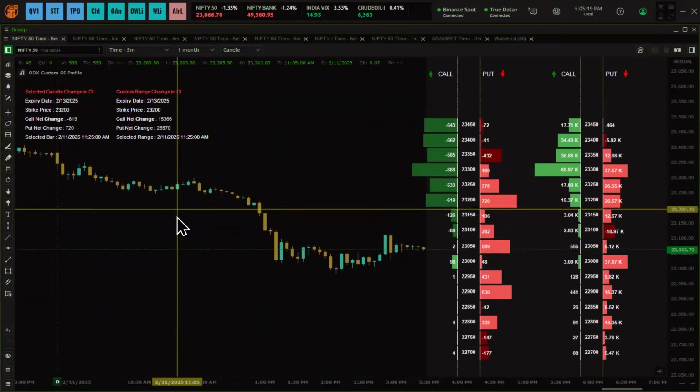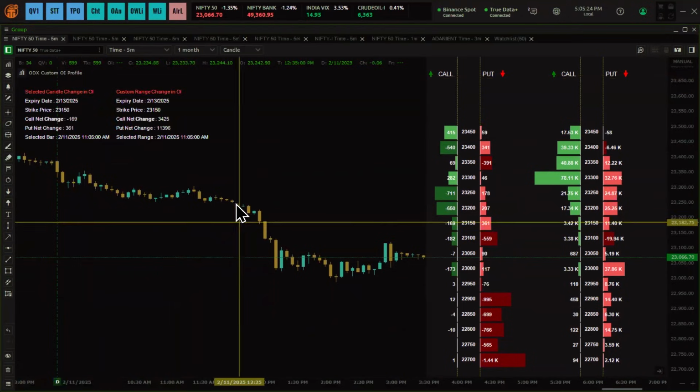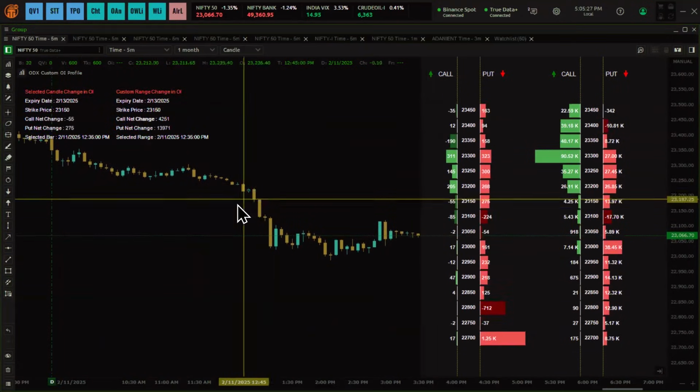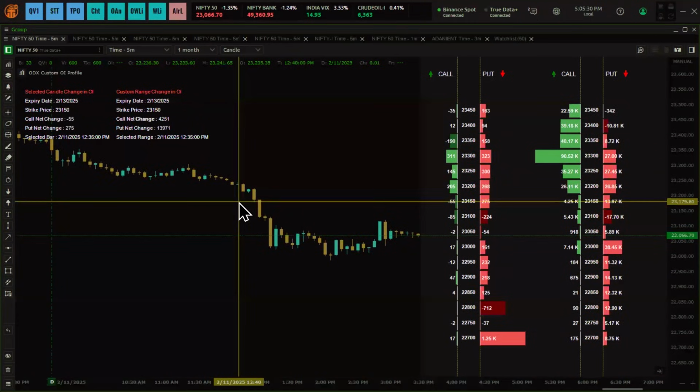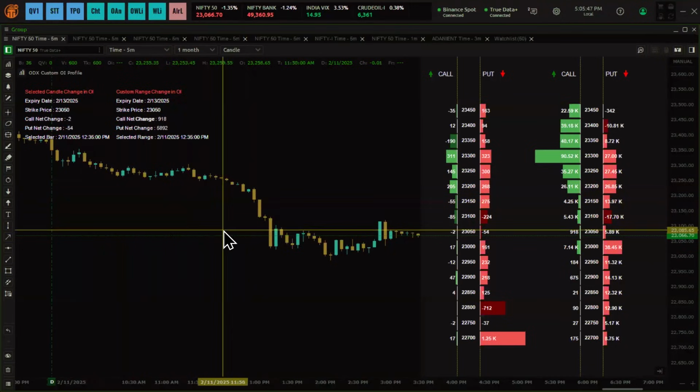Now, the first indicator that we will talk about is the custom OI profile. You can see the name here, custom OI profile. These are OI profiles. When we trade options, we give a lot of importance to open interest, right? But what a lot of people look at is the overall open interest. This custom OI profile shows you the open interest data in a much better way. The insights are really useful.